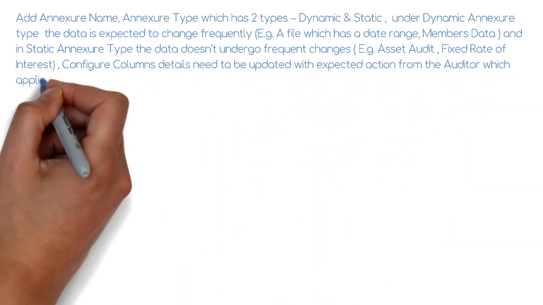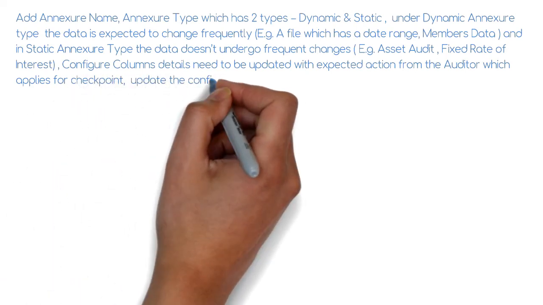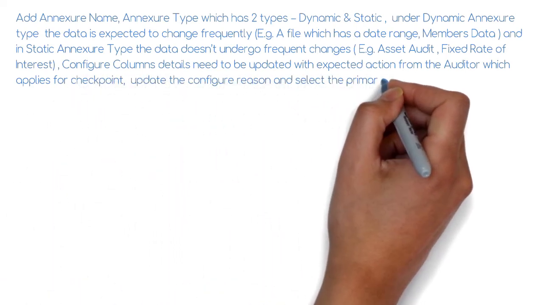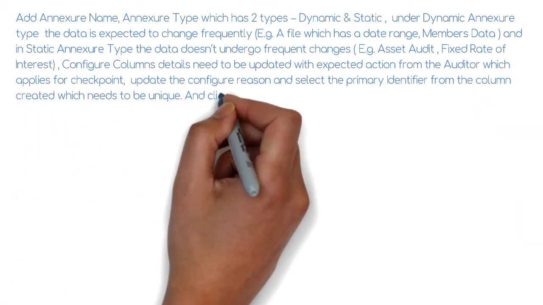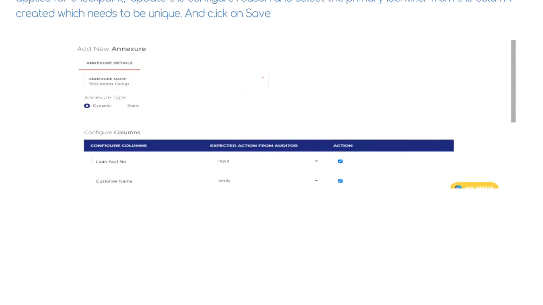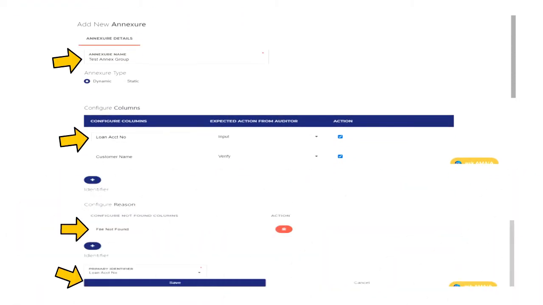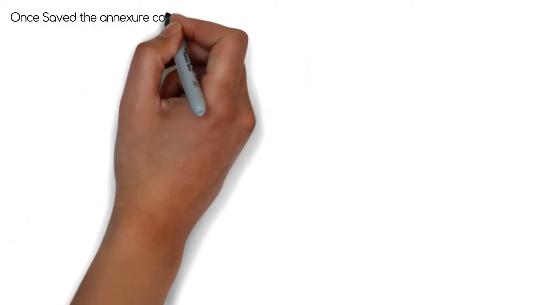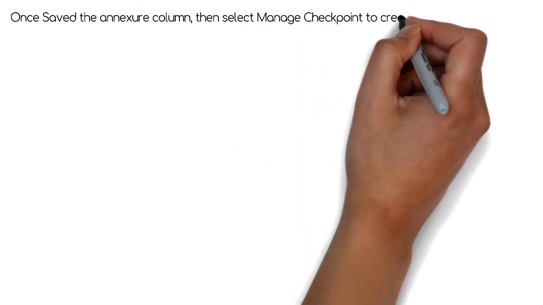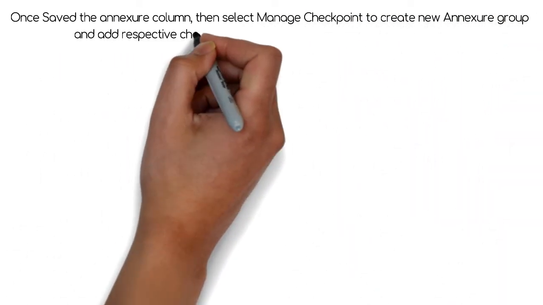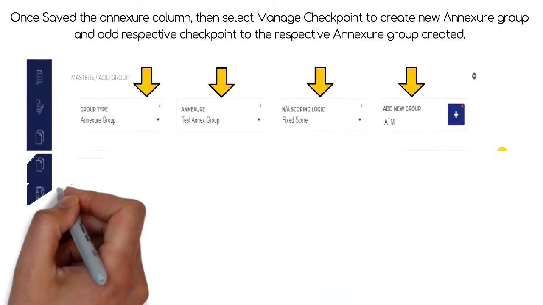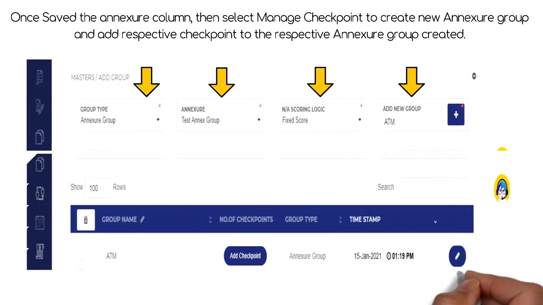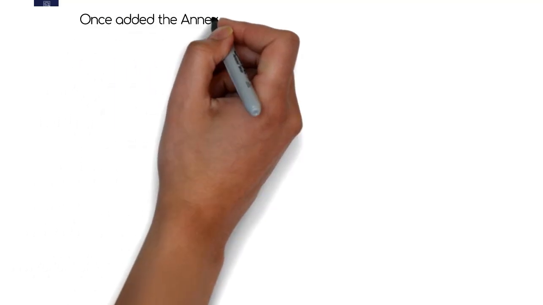Configure column details need to be updated with the expected action from the auditor, which applies to the checkpoint. Update the configure reason and select the primary identifier from the columns created, which needs to be unique, and click on Save. Once the Annexure column is saved, select Manage Checkpoint to create a new Annexure group and add the respective checkpoints to the respective Annexure group created. Once the Annexure group is added, start adding the checkpoints.